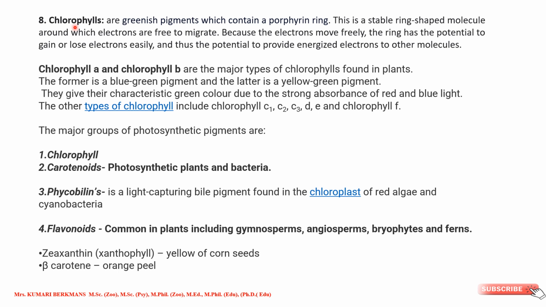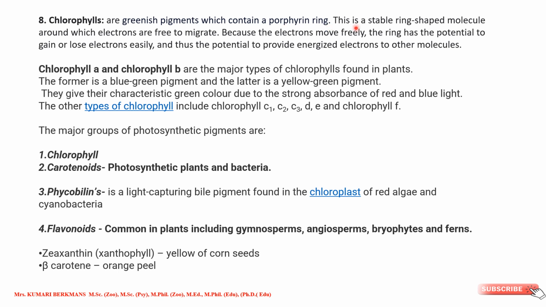Now the next one is chlorophylls. You all know that chlorophyll is present in the leaves of plants. It is a greenish pigment which contains a porphyrin ring. Okay, this may come in a TNPSC question: what is the greenish pigment present which contains a porphyrin ring? This is very important.